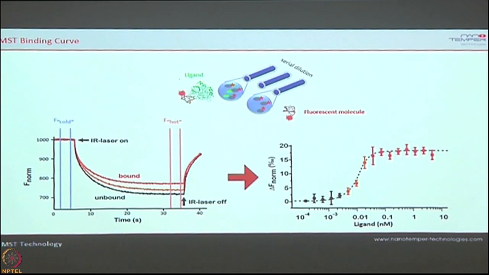So this is the basic principle. If you have any questions, you can stop me here. The rest are examples of how proteins interact. I have some good data I want to show you. So this is the basic principle of how this instrument works and how we determine the binding affinities.